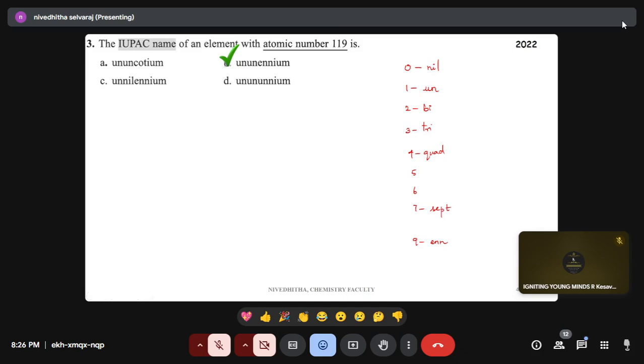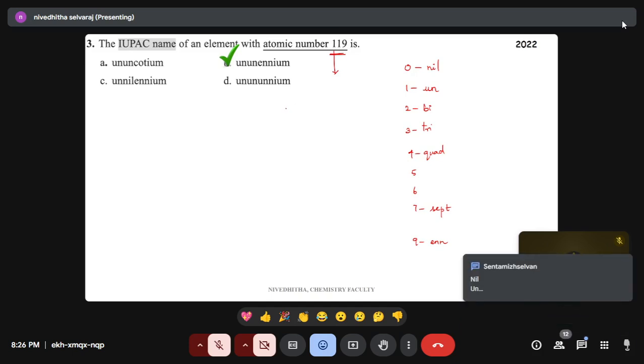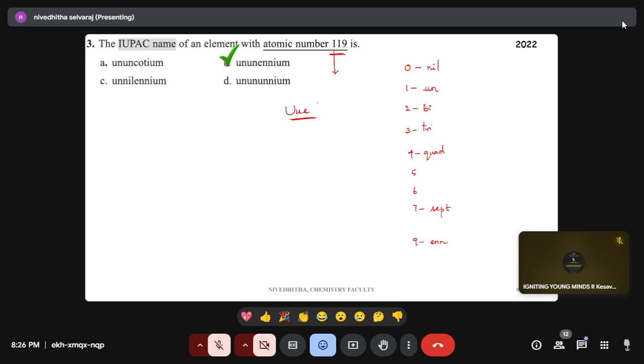And what is the symbol of this element? See, 1 means it is un. So the first letter is U. U, U, U, E. That's it. Next question.